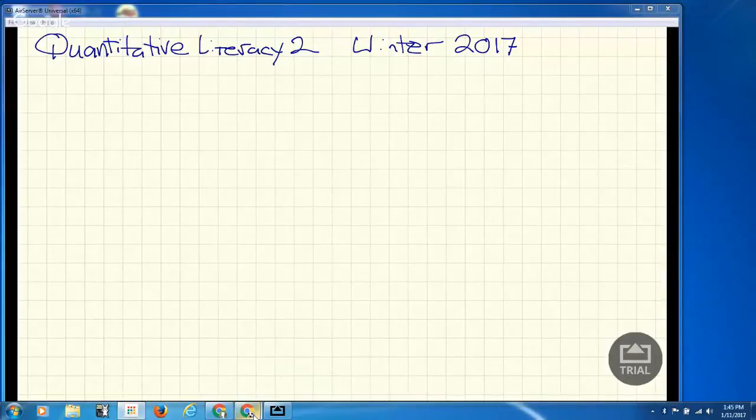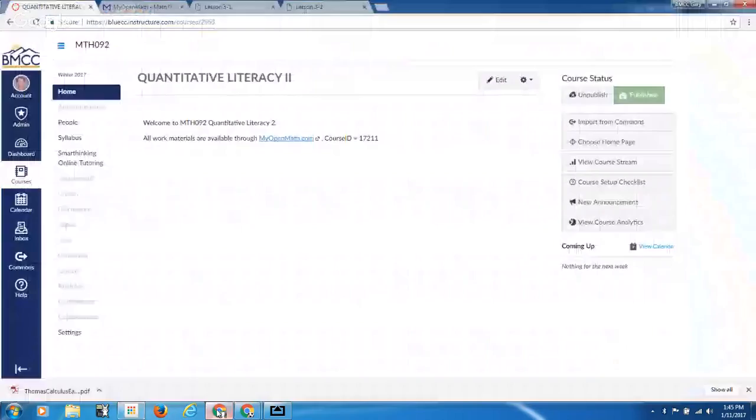All right, so hopefully you logged into Canvas and saw that for Math 92, Quantitative Literacy 2, we're going to do all our work in MyOpenMath, and we're not going to do anything in Canvas. To do that, you'll need to log in with the account that you had for Math 62 and then enroll in a new course from your home page. And that course number is 17211.